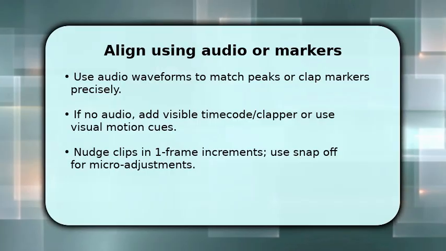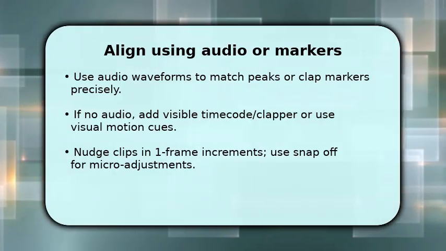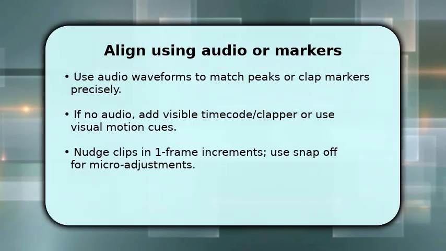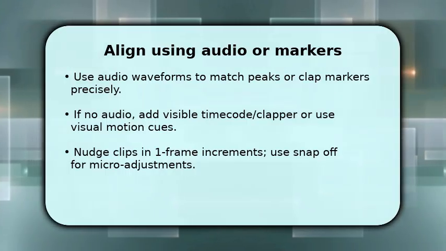If there's no audio, create a visible marker at a distinct motion or add a synthetic beep and line up visually. Make sure to toggle snapping when you need to fine-tune by single frames for millisecond precision.